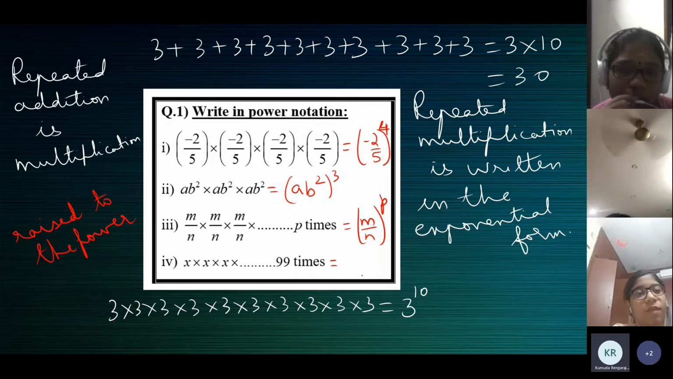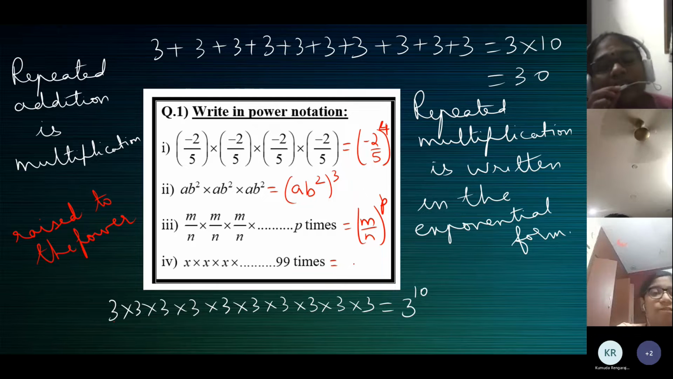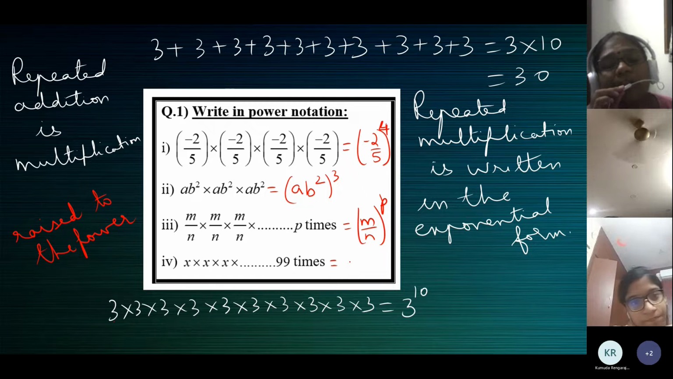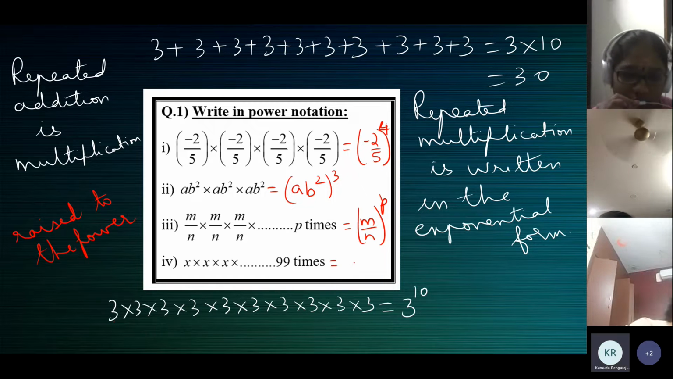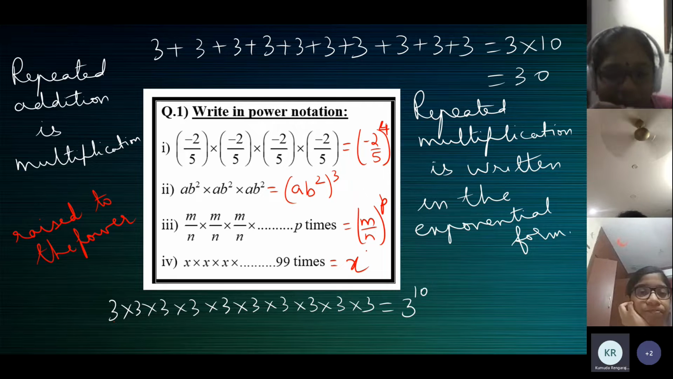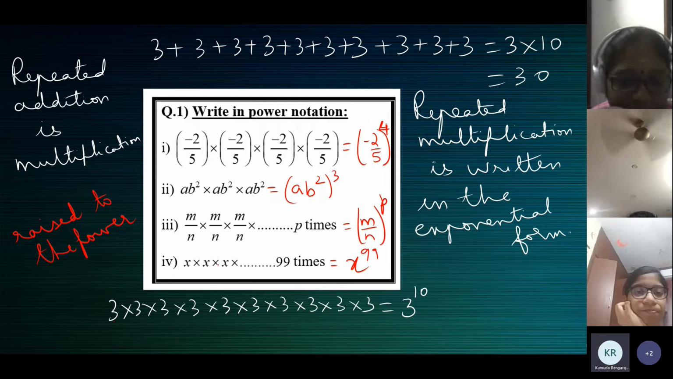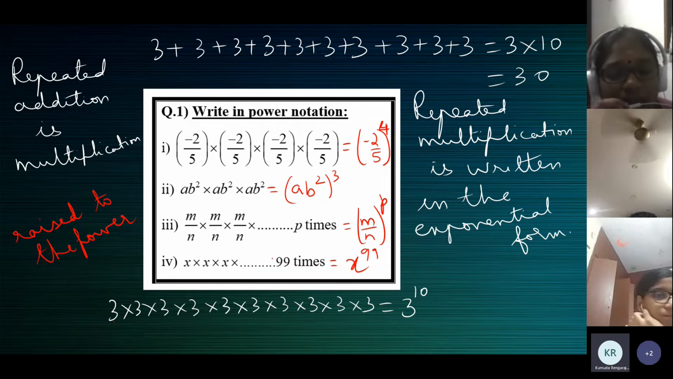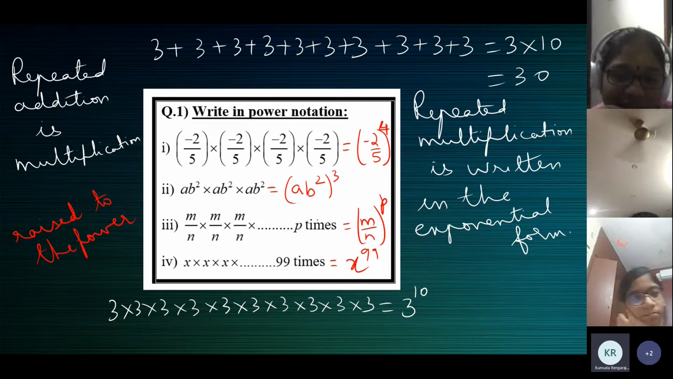Yes, Nandana, fourth one. Ma'am, x by 1 raised to the power 91. Why x by 1? It can be x to the power 99, because everywhere it's repeated multiplication. Somebody's mic is enabled. Please disable your mic.